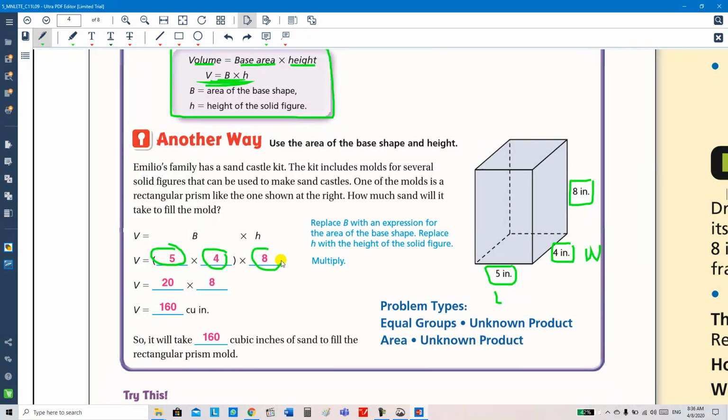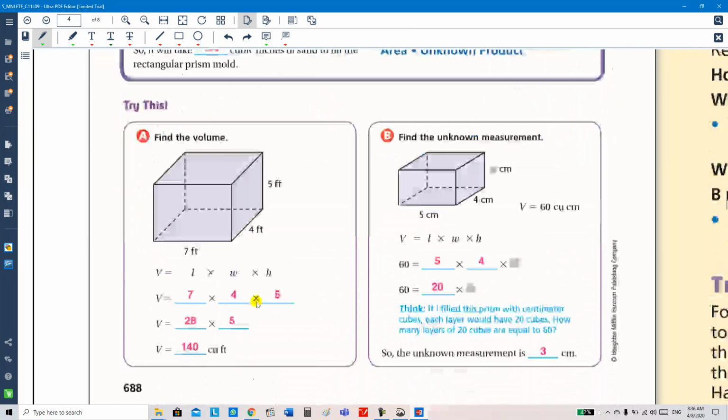8. By the way, if you want to solve this by the first rule, it's correct. You can multiply length by width by height directly to get the answer. So we have 20 here by 8 equal 160 cubic inches.